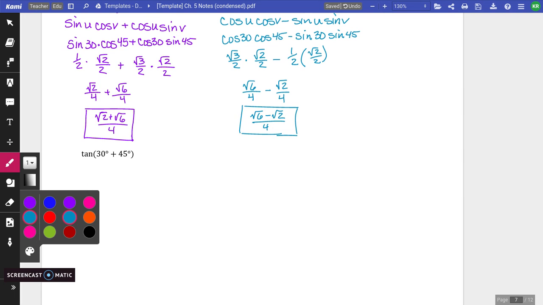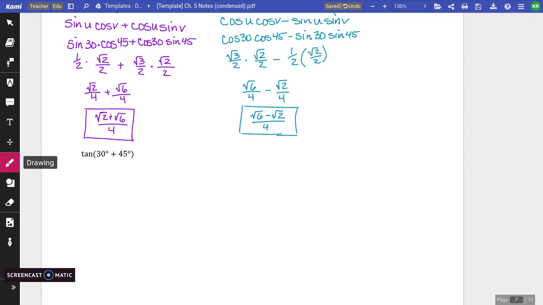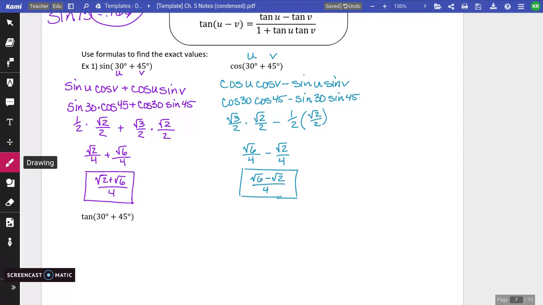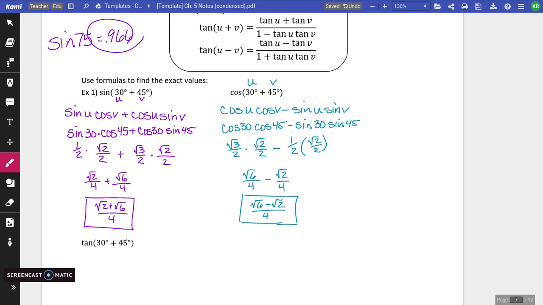Okay, tangent. And again, we're adding 30 plus 45. So if I go back up here, tangent of u plus v. Again, my 30 is going to be my u, my 45 is going to be my v. So this is tangent of u plus tangent of v over 1 minus tangent u times tangent v.